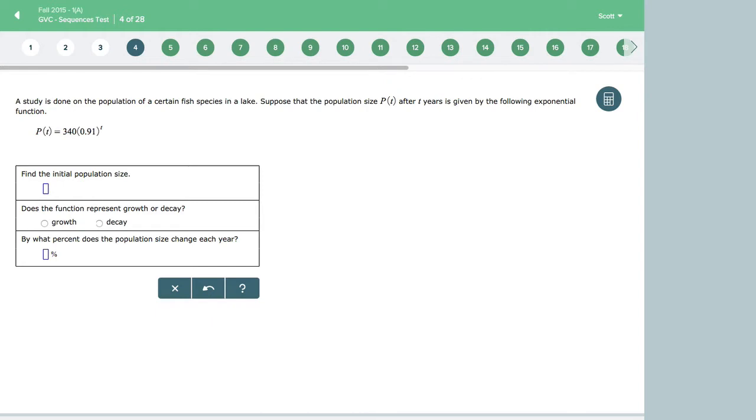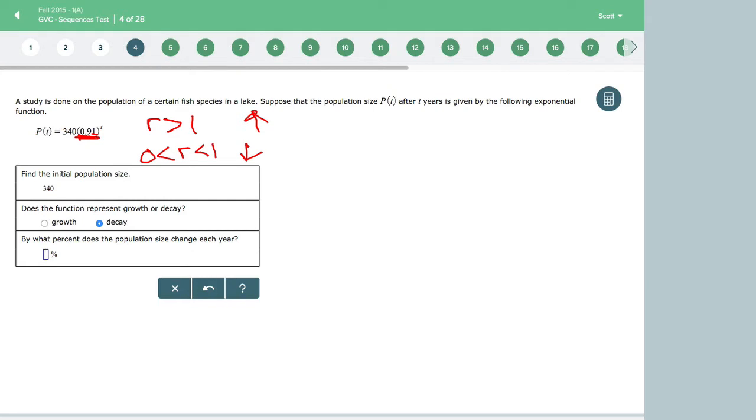Okay, so what's our initial population size? That's that first number. Is it growing or going down? To understand that, we look at this number, which is between 0 and 1. The thing to remember is if the ratio is greater than 1, then it is increasing or growing. If the ratio is between 0 and 1, or a decimal or a fraction, then it's decaying. It's going down. So we see here it's below 1, so it's a decay.